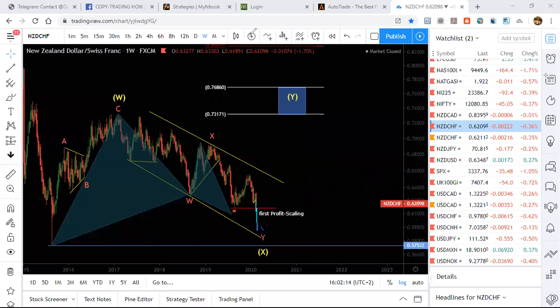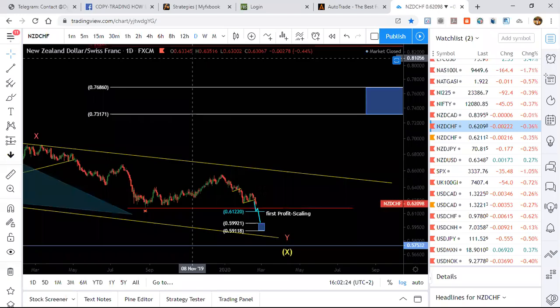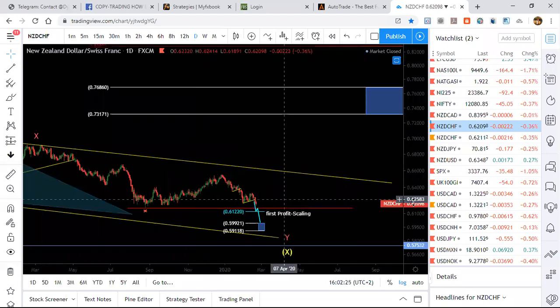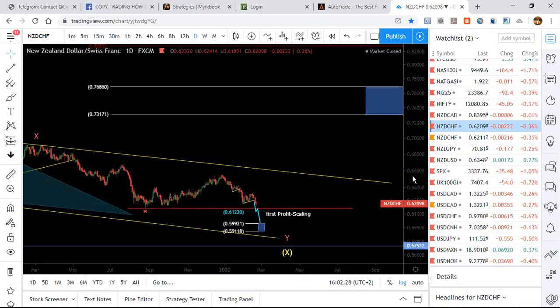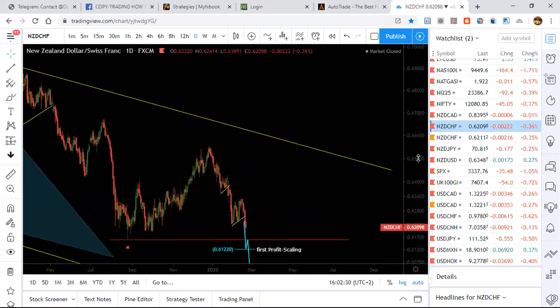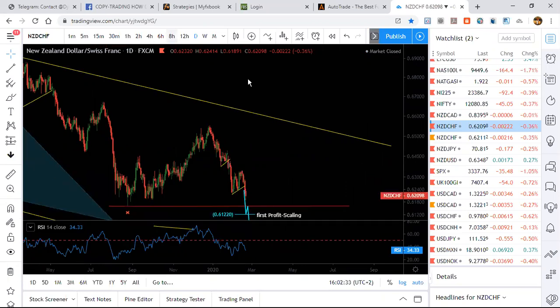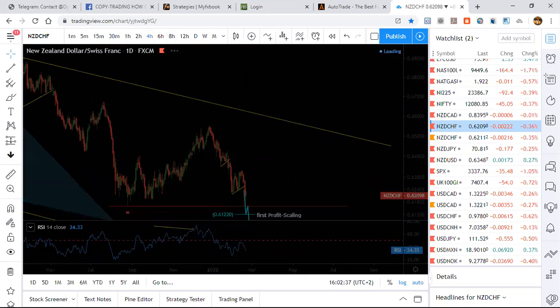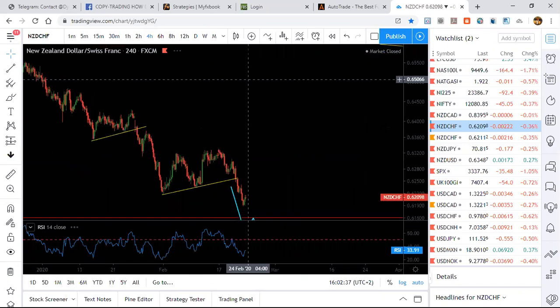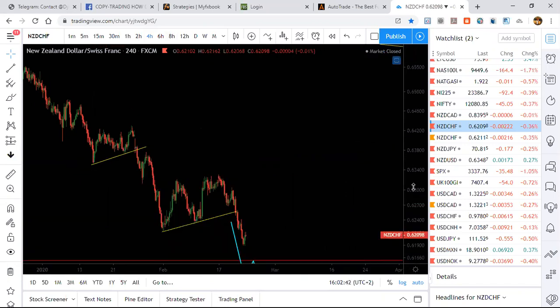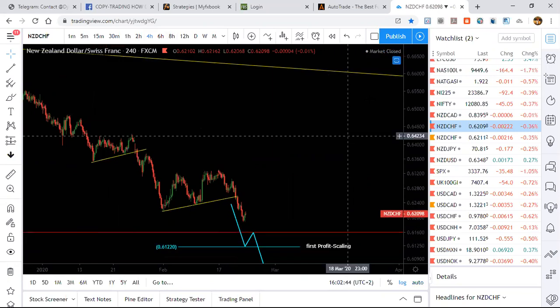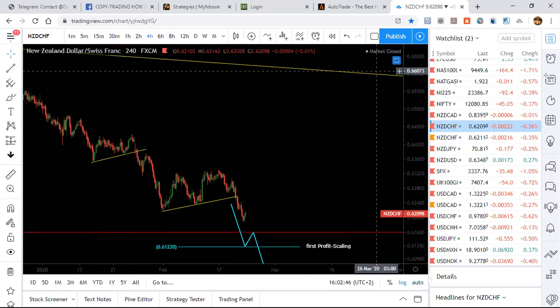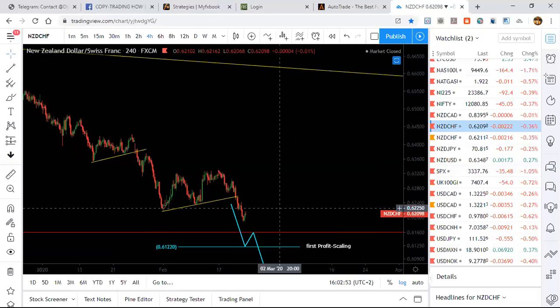This is a setup that I shared in my group just before it breaks. I think this has broken out already. You can see that it has broken out of the structure that we anticipated. If you look at this on smaller time frames, you'll see that it has moved a few pips away from where we expected it to break out. This is a setup I made available to the public on my YouTube channel.